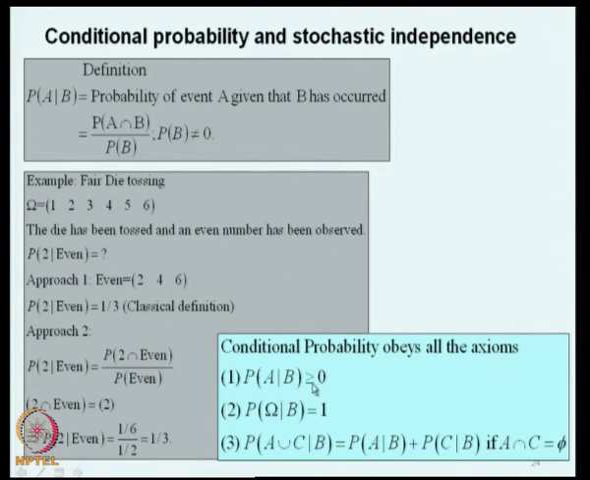is non-negativity, normalization and additivity. That is, the probability of A conditioned on B is always a number which is greater than or equal to 0. The probability of the sample space conditioned on B is 1, and if you take 2 sets A and C, the probability of A union C conditioned on B is the probability of A conditioned on B plus the probability of C conditioned on B if A intersection C is a null set. Okay?